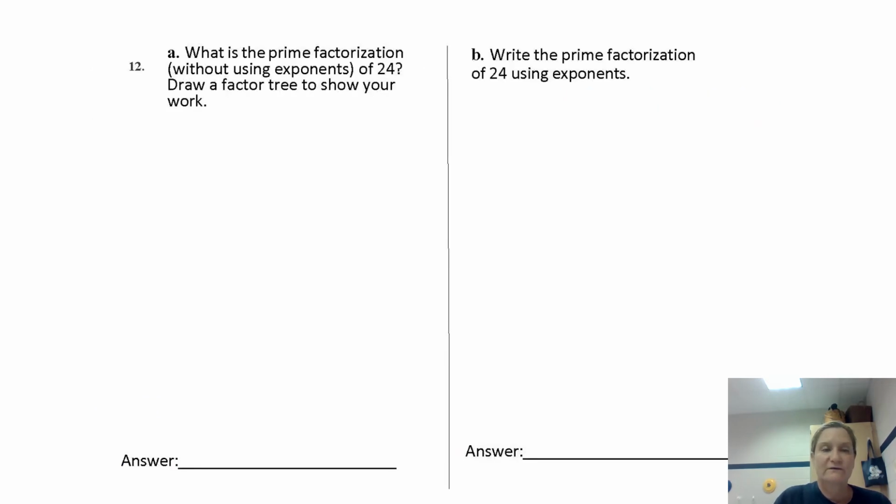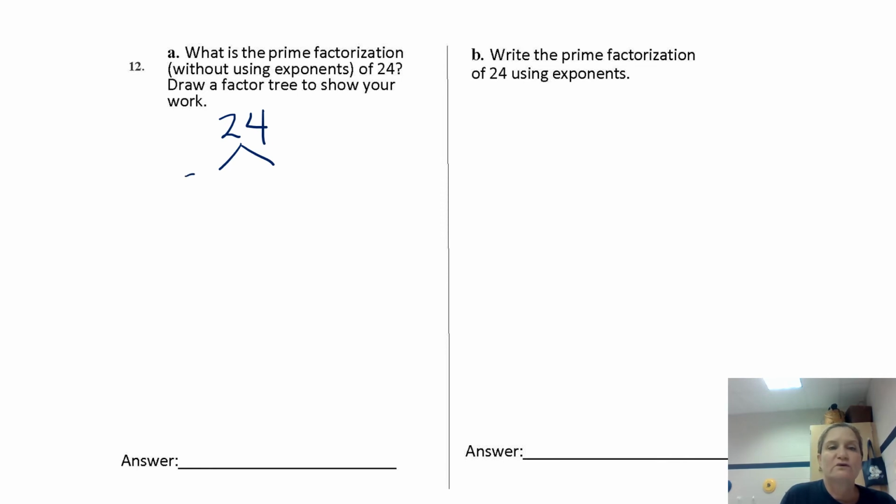Question number 12. What is the prime factorization without using exponents of 24? Draw a factor tree to show your work. All right, so again, the factor tree might look different, but at the end, the factor string should be the same. All right, so we have 24. Now, I'm going to just start with 2's because at the end, there's going to be a lot of 2's.